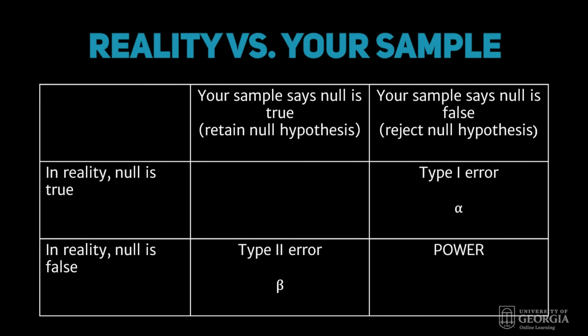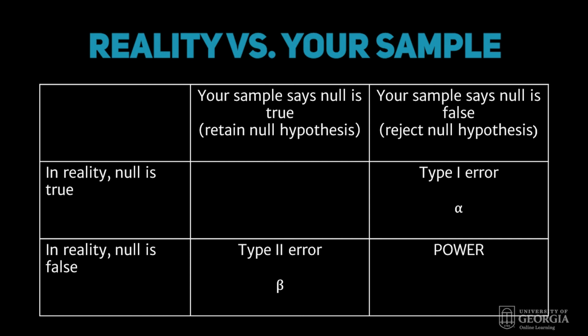Type 1 and type 2 errors happen when the results from our sample don't match what we would observe if we studied the whole world. That is, if we actually knew reality. If our sample says to reject the null hypothesis, but in reality the null is true, that's when we make a type 1 error. If our sample says to retain the null hypothesis, but in reality the null is false, that's when we could make a type 2 error.